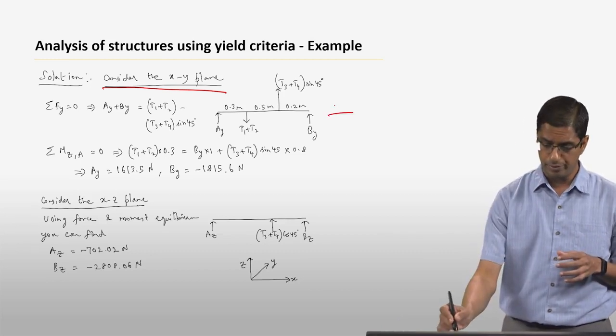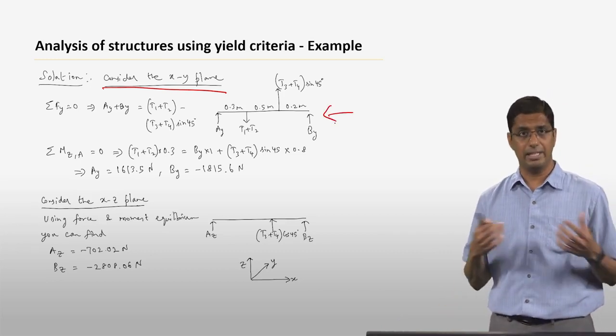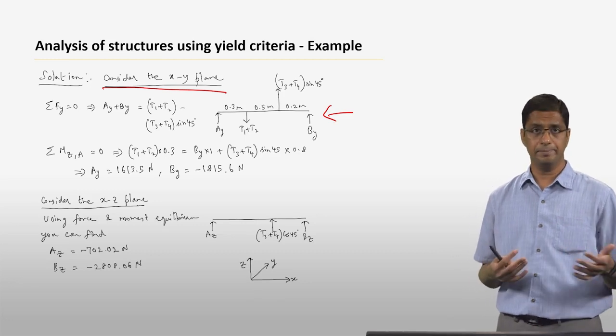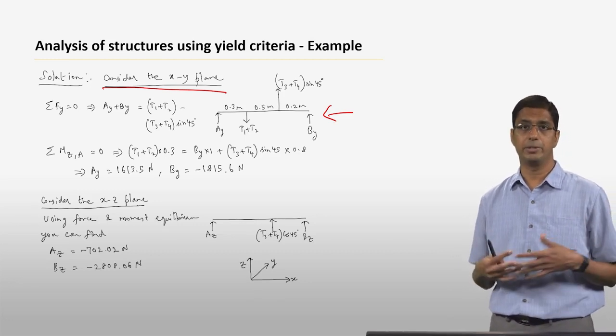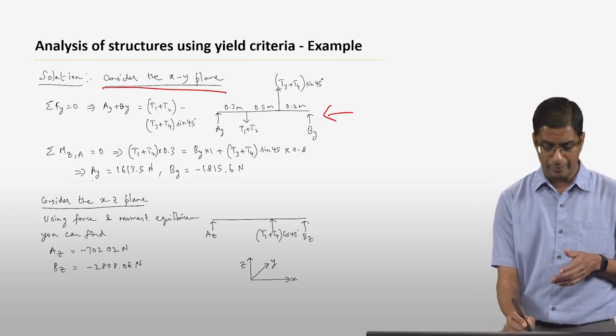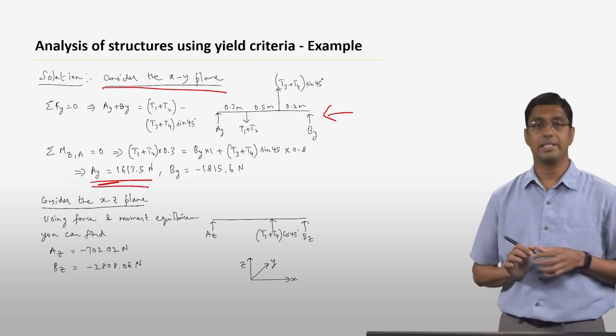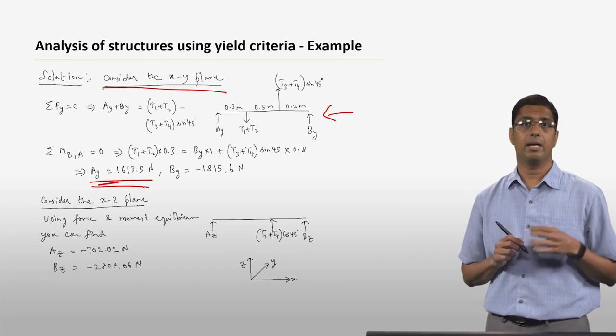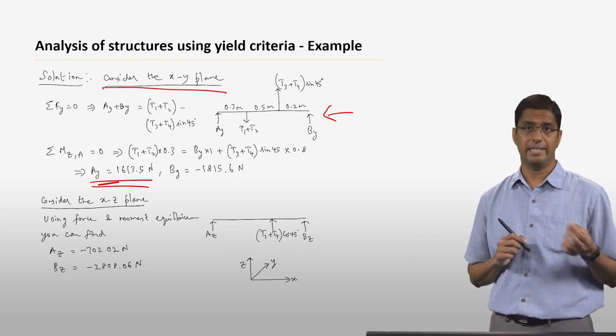These are the forces that are acting. Okay, then you can use the force equilibrium and moment equilibrium to find out the two unknown reactions, AY and BY. In this case, AY turns out to be 13.5 newtons and BY turns out to be minus 15.6 newtons.